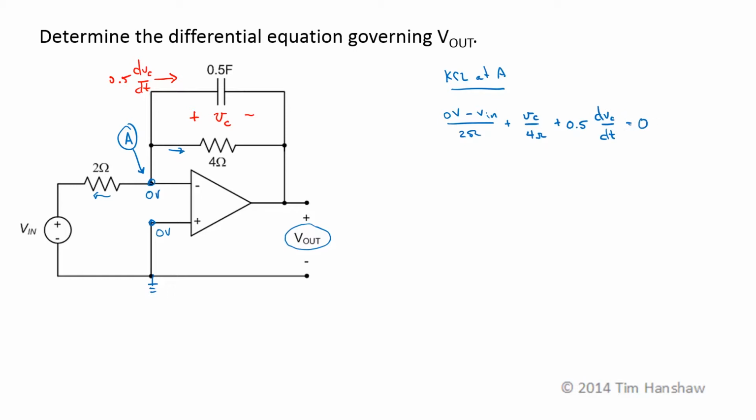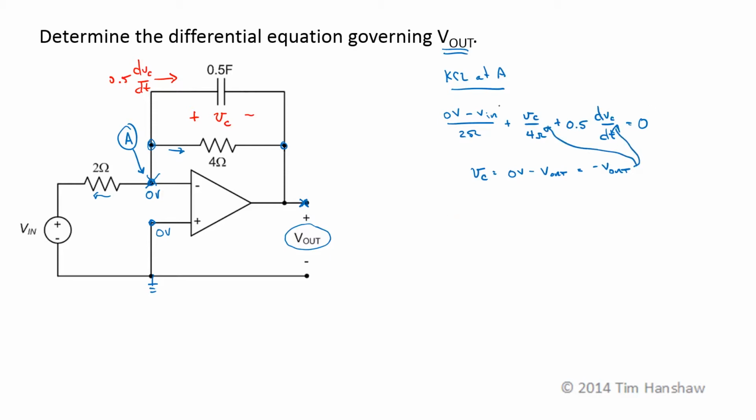That's one equation with one unknown, V sub C, but it's not the unknown I want. I want to get this in terms of V out. So V sub C is this 0 volts minus V out. According to its definition, it's the voltage here minus the voltage here. So V sub C is equal to 0 volts minus V out, which is just negative V out. And I can substitute that in here and here.